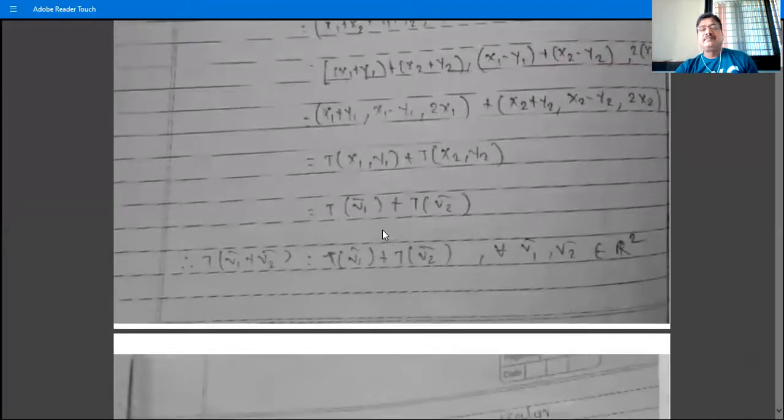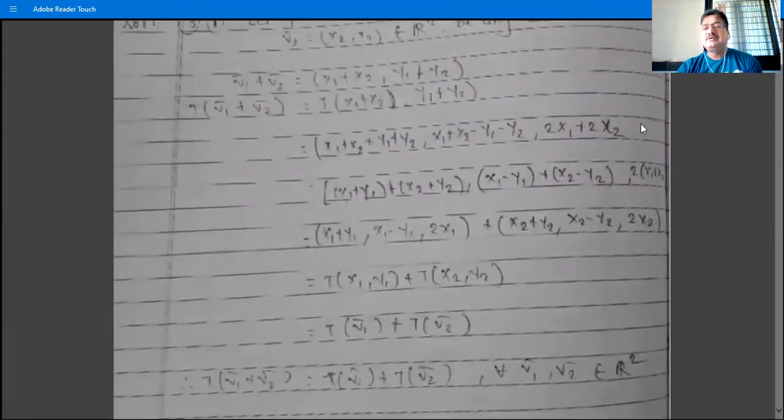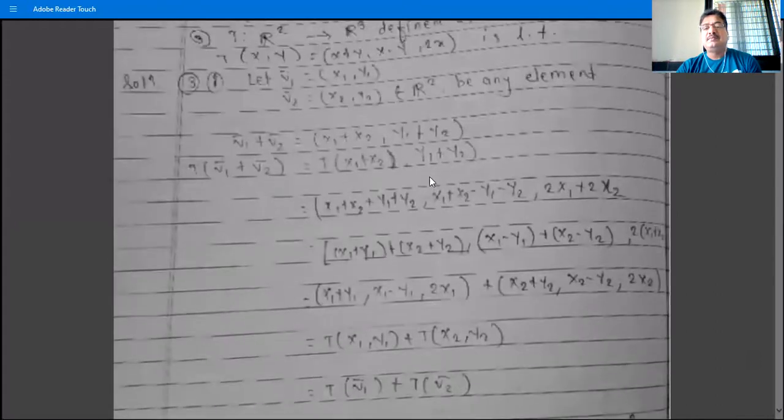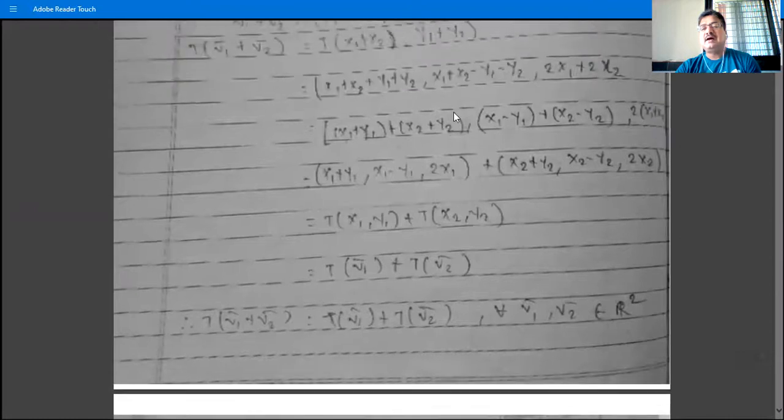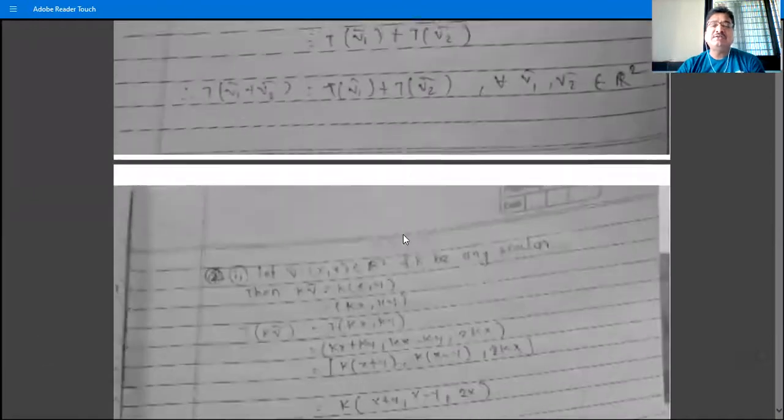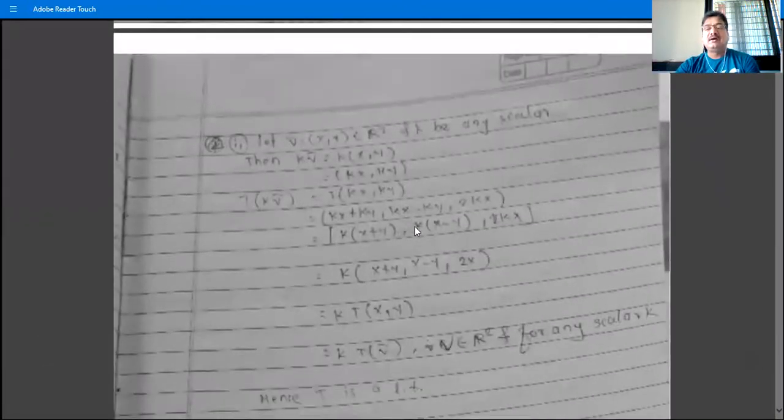We denote this as equation number 1, the expression for T(v1 + v2), and then consider T(v1) + T(v2) separately. What is T(v1) + T(v2)? v1 is (x1, y1), v2 is (x2, y2). Then we write T(v1) as this, T(v2) as this, and then add these two, we have this, and after adjustment we have this. So we show LHS and RHS are the same by another method.